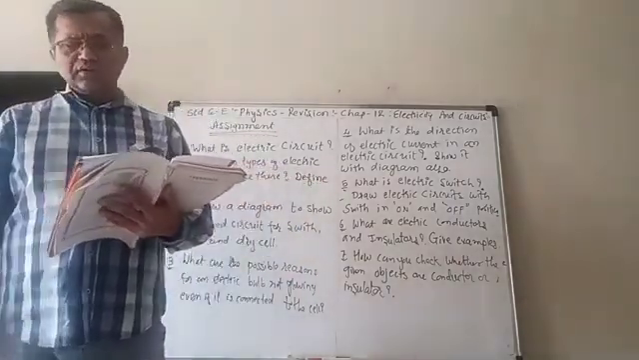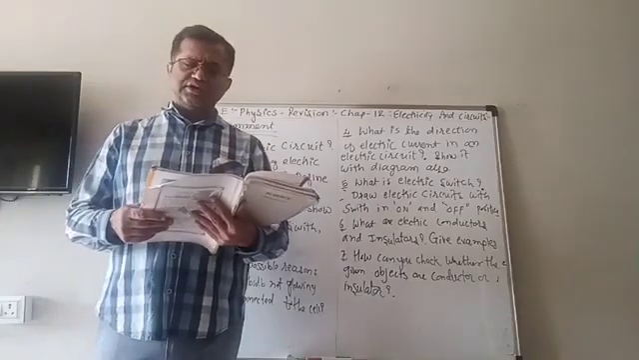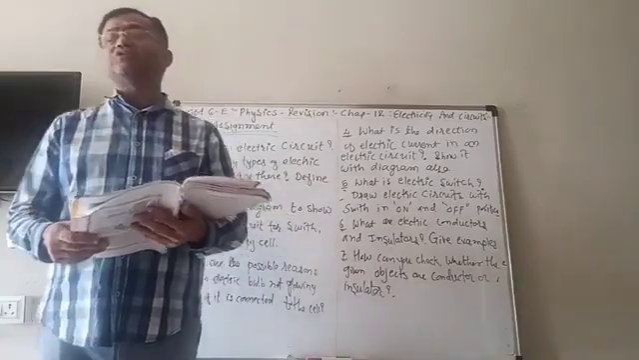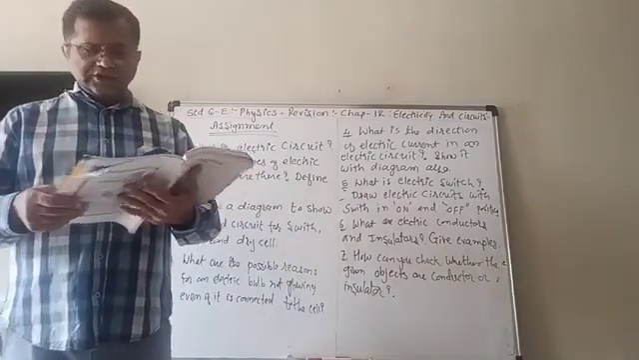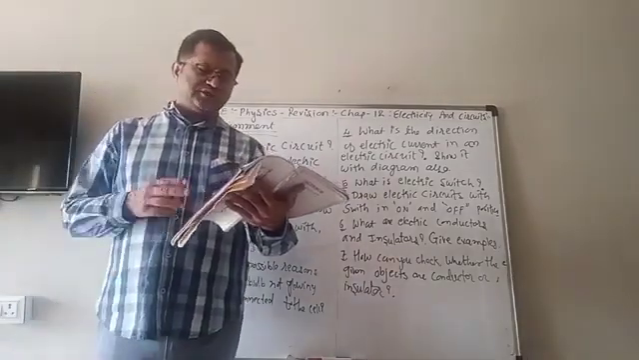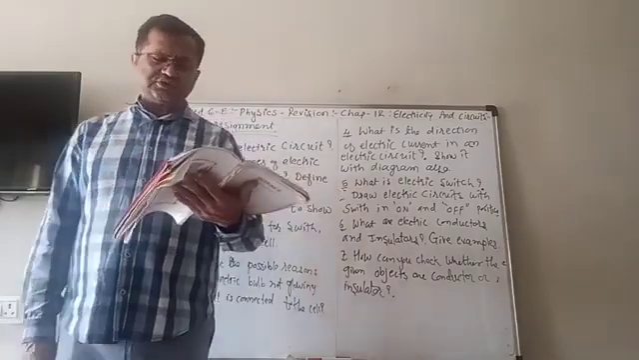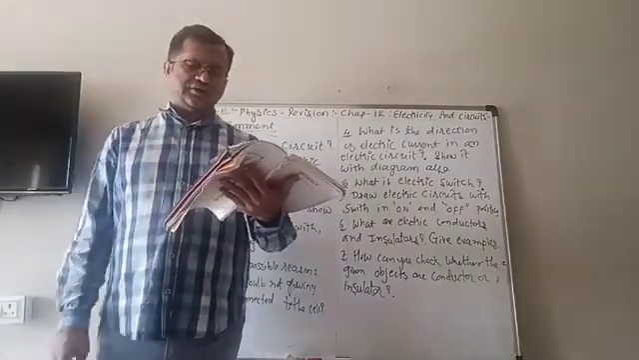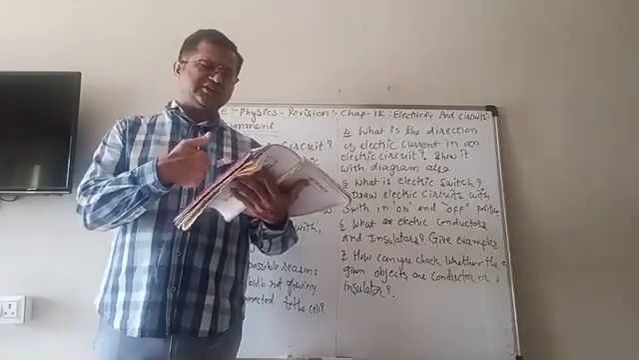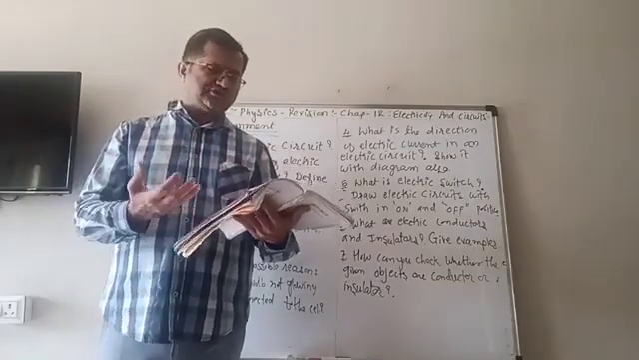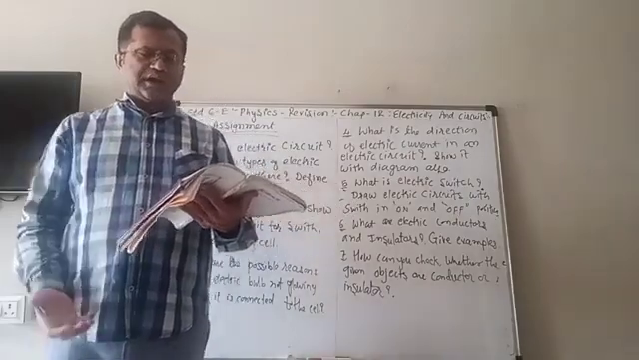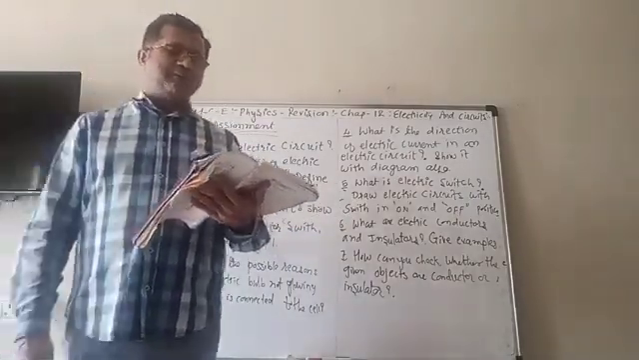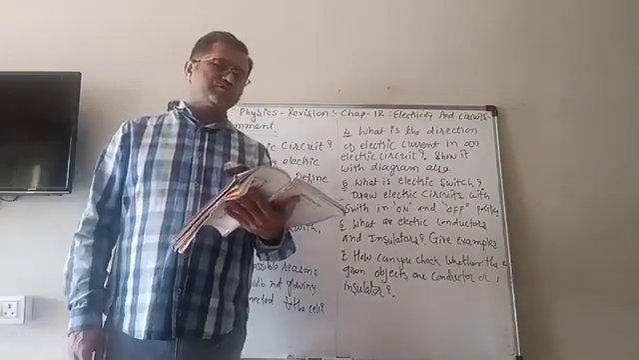Now the other thing is the bulb inside the view of the torch. In the torch you will see that two dry cells are used as a battery, and then the wires are joined. Then the switch: if you slide the switch to the on position, the bulb will glow, and if you slide it back to the off position, the bulb cannot glow.